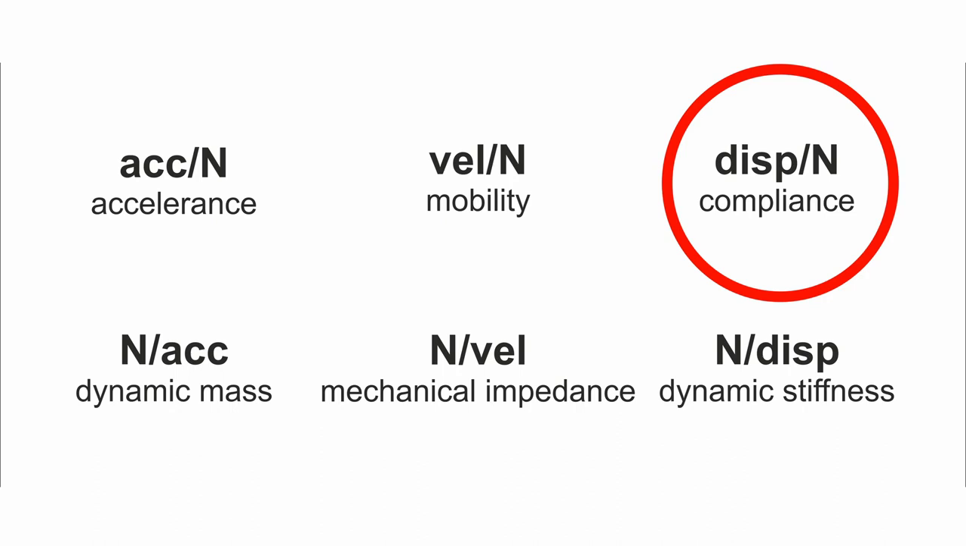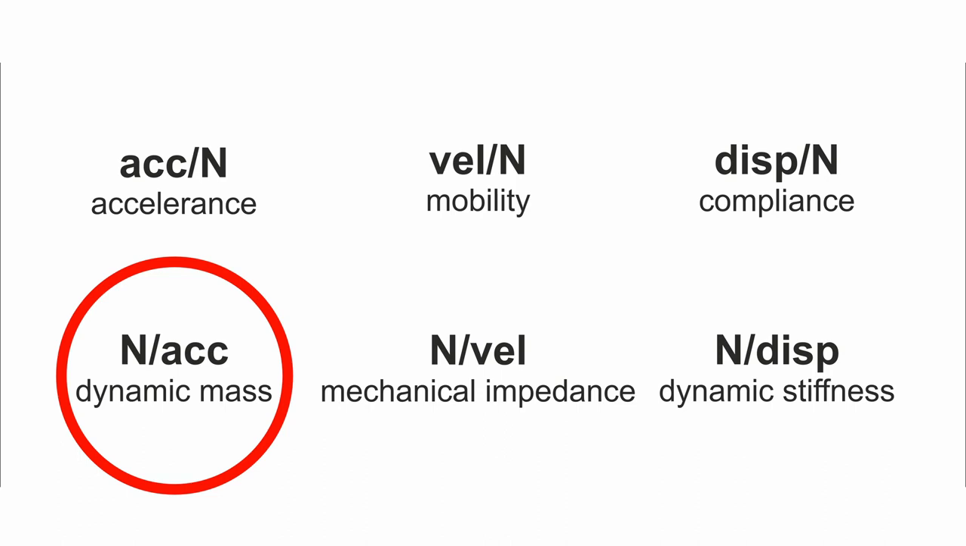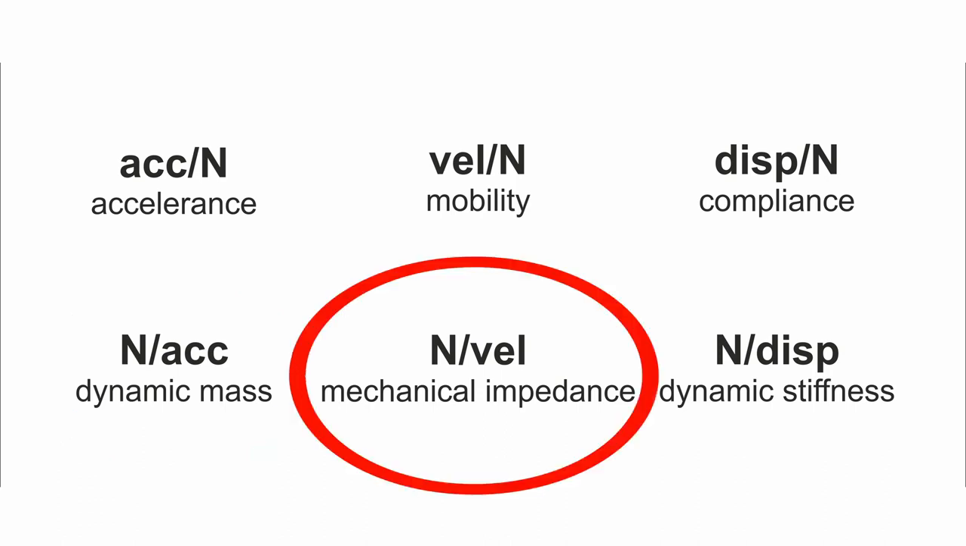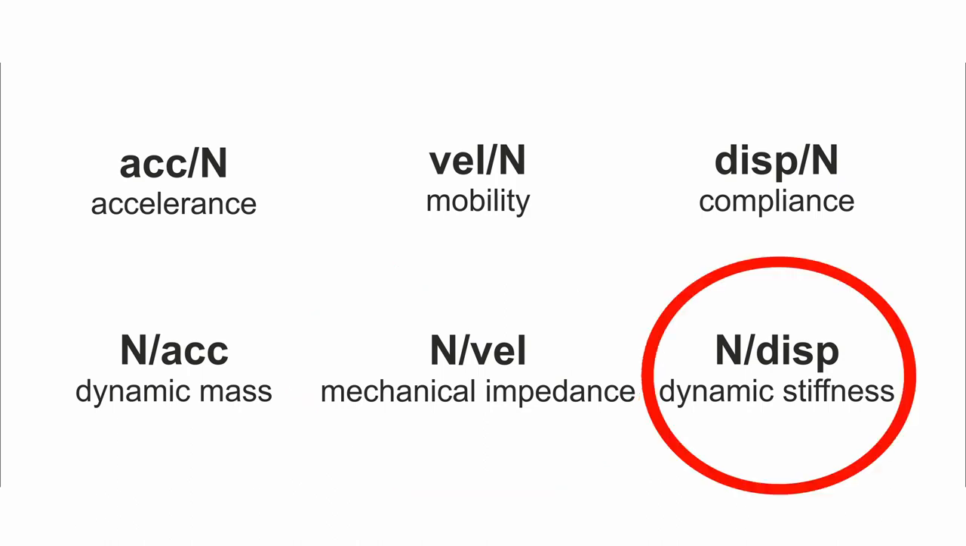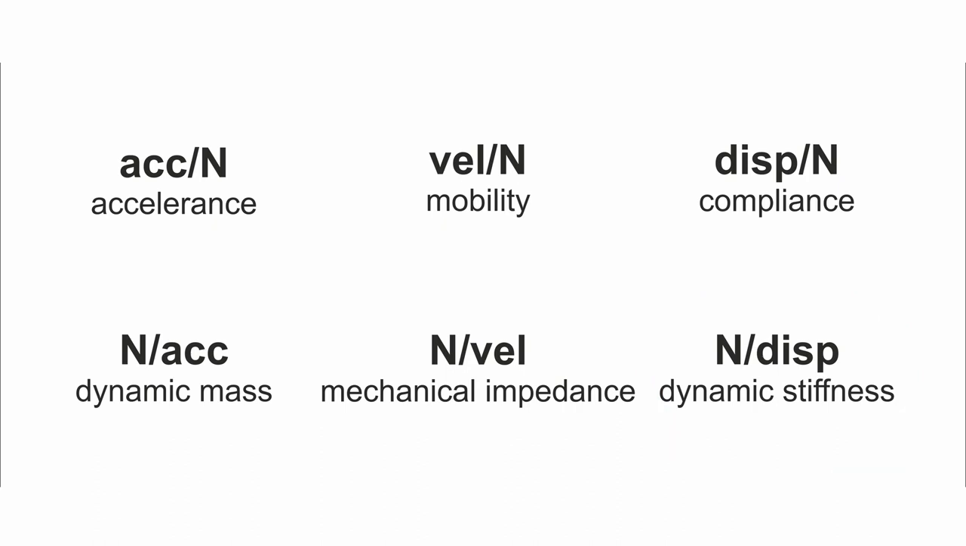Also, the inverted functions are used. We talk about dynamic mass for acceleration, mechanical impedance for velocity, and dynamic stiffness for displacement. All these FRF are available with any type of sensor. We can use the acceleration sensor and we can just recalculate FRF to velocity and displacement. All recalculations are just integrations or derivations.